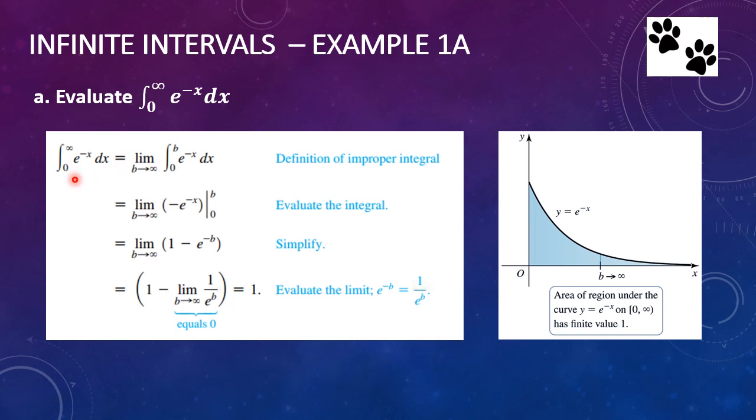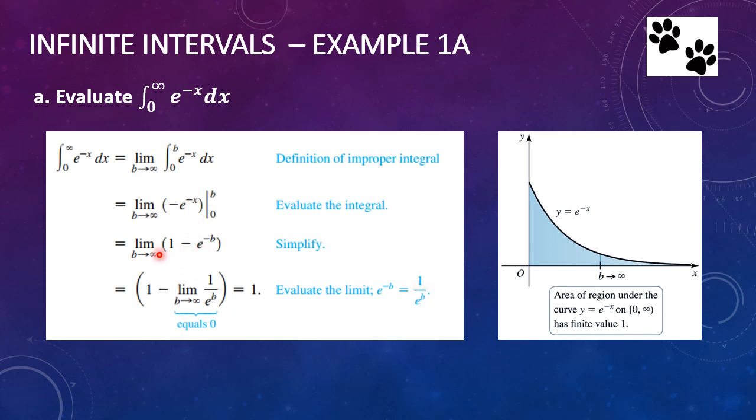So if we're integrating from 0 to infinity of e to the negative x dx, what we're going to do is integrate from 0 to b and apply the limit as b goes to infinity of e to the negative x dx. Of course, the integral of e to the negative x is negative e to the negative x, evaluated from 0 to b, to which we're going to apply the limit. If we evaluate this from 0 to b, we get e to the negative 0, or e to the 0, which is 1, and e to the negative b.